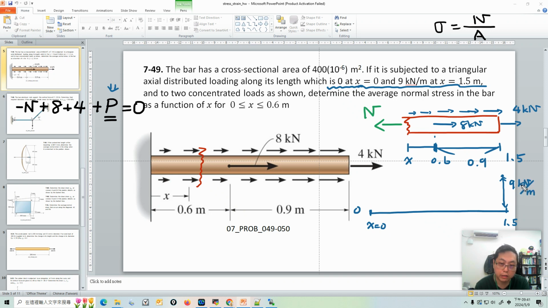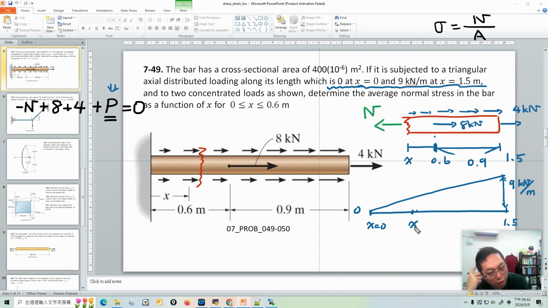Don't forget its unit. It's kilonewton per meter. It's an intensity, newton per meter, not a force. Be careful. And I believe it's linear. Okay, and here is x.